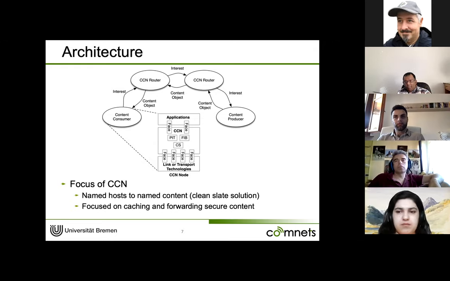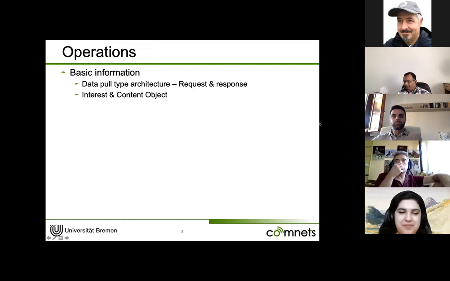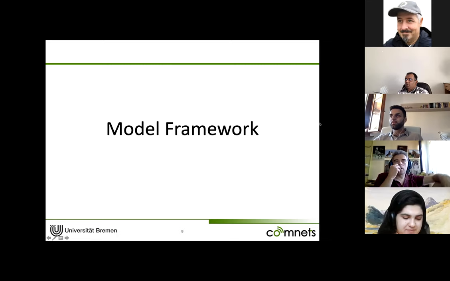Now, some of these nodes will decide to cache this content that they got. So the next time another request comes, you already have it in your cache, and it can be served. Thank you.